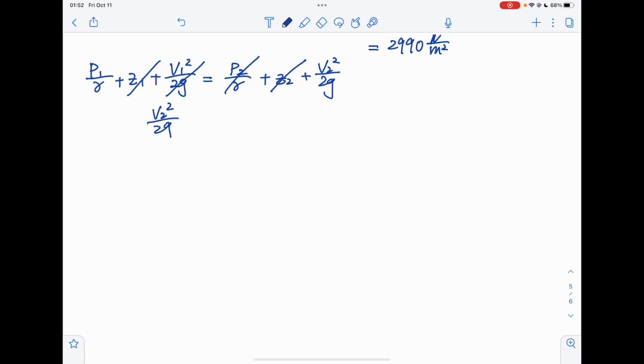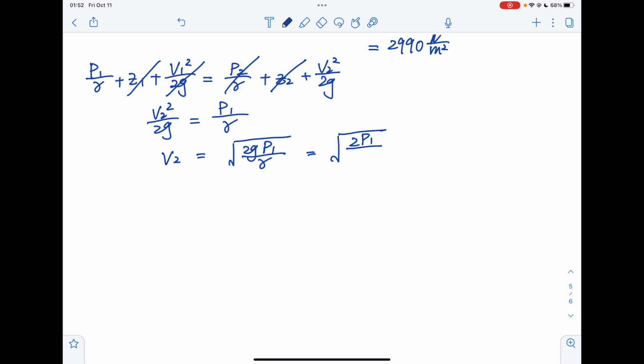So V2 squared over 2g will be equal to P1 over gamma. Okay, so V2 will be equal to the square root of 2g times P1 over gamma. And we know gamma equals rho times g, so this term will be 2 times P1 over rho, which is the rho of air.